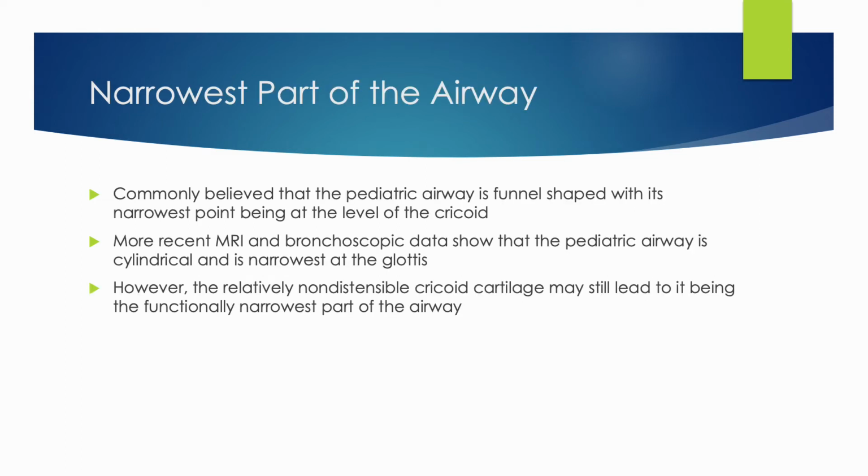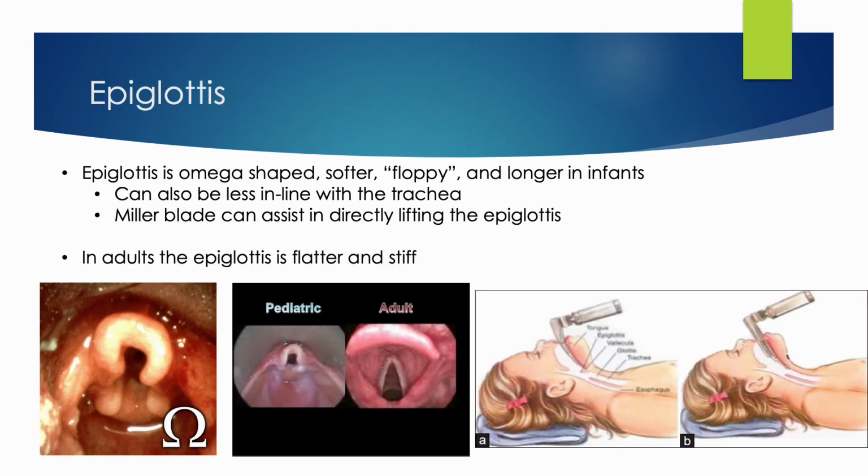An interesting discussion point is the narrowest part of the airway. It is commonly believed that the pediatric airway is funnel-shaped with its narrowest point being at the level of the cricoid. However, more recent MRI and bronchoscopic data show that the pediatric airway is cylindrical and is narrowest at the glottis. However, the relatively non-distensible cricoid cartilage may still lead to it actually being the functionally narrowest part of the airway.